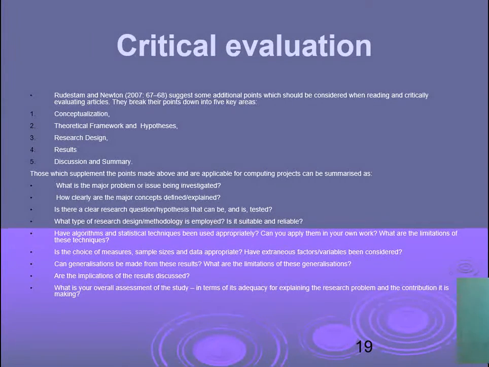Rootstam and Newton have placed their recommendations into 5 key sections. 1. Conceptualization. 2. Theoretical framework and hypothesis. 3. Research design. 4. Results. 5. Discussion and summary.